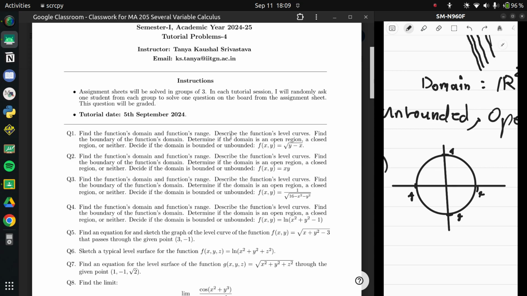So z equal to 4. Z equal to 4 is where you have 0. So this thing is z equal to 4. When it's 3, it's 1 by 16 minus 1 by 9.